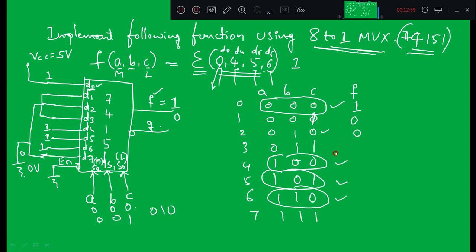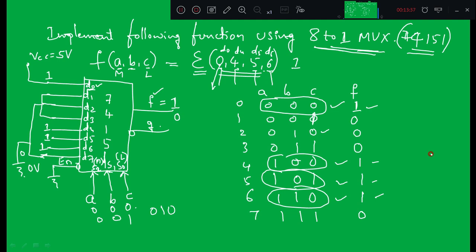Continuing with the same procedure, 3 I don't have, but D3 is connected to ground, so F is equal to 0. D4 is connected to VCC, I'll get 1. D5 is connected to VCC, so output will be equal to 1, and D6 is connected to 1, so F is equal to 1 for the 1, 1, 0 select line. For the last select line, since D7 is selected and it is connected to 0, F will be equal to 0. So this is the truth table for the given design. I hope you understood this problem, right?